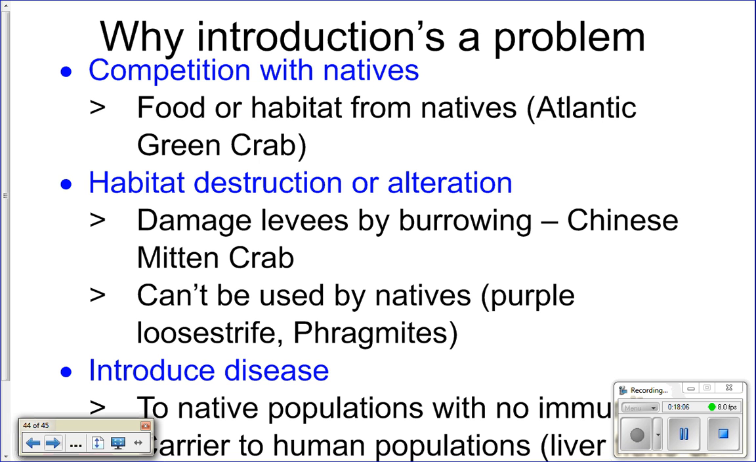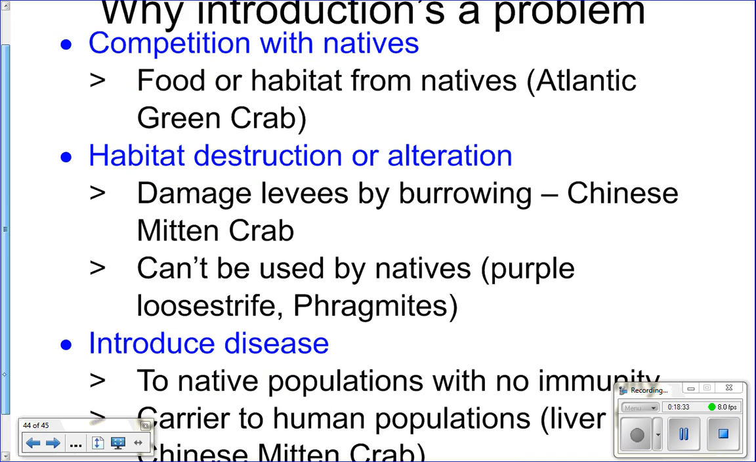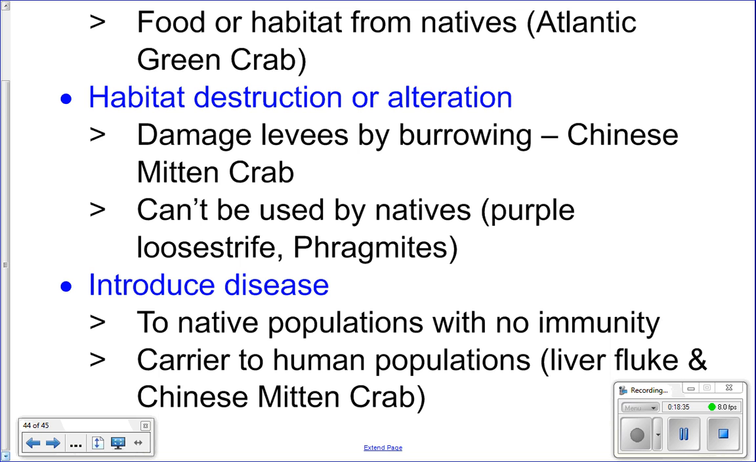Or the introduced species can't be used by the native plants and animals. So you get a plant that gets introduced and it starts growing and flourishing, but none of the native animals that live there can eat it. So it's a problem because that plant would take up the normal space and resources that would go into growing the things that the native species could actually eat. So it's a problem. Also, you can have diseases introduced by invasive species.